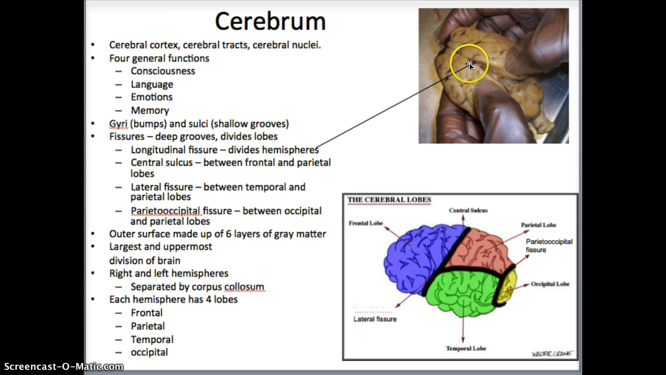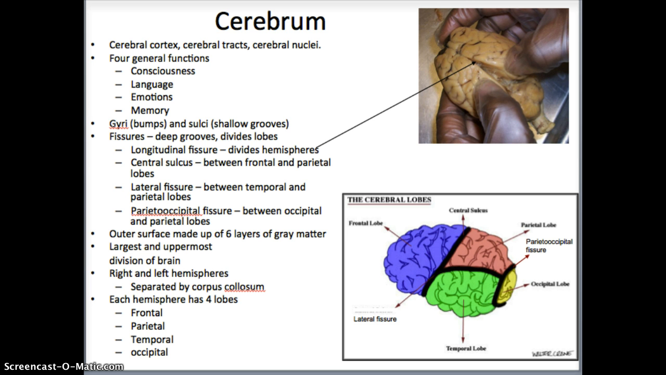Fissure literally means cut. So we have a longitudinal fissure that divides the 2 hemispheres, a central sulcus that divides the frontal and parietal lobes, a lateral fissure that separates the temporal and parietal lobes, and then we have a parietal occipital fissure separating the occipital and parietal lobes.